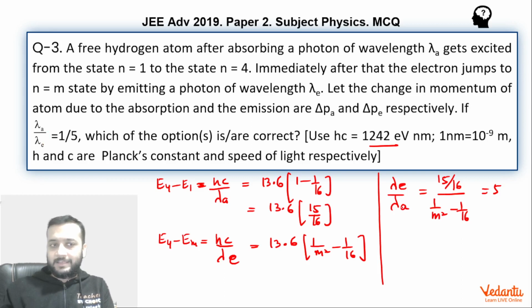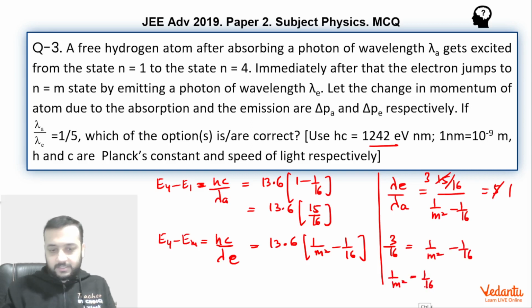So here lambda e upon lambda a has come out to be 5. So 5 into 1, and this will become 3. So we will get 3 by 16 equal to 1 by m square minus 1 by 16. So from here you get 1 by m square equals 4 by 16. So that means it becomes 1 by 4, correct? So m becomes 2.